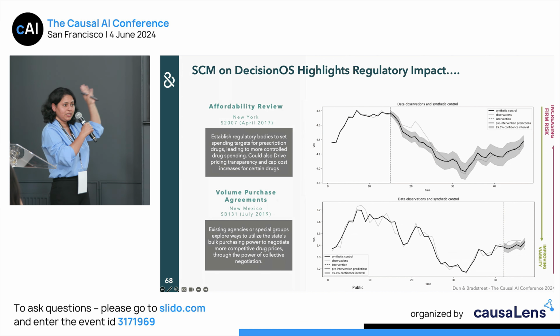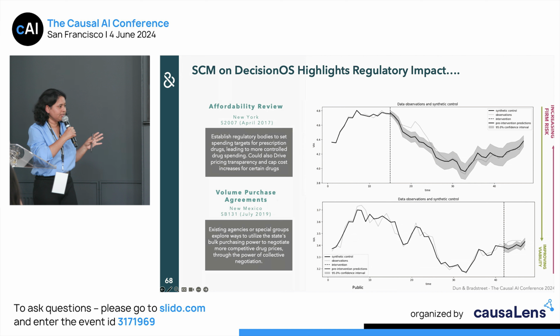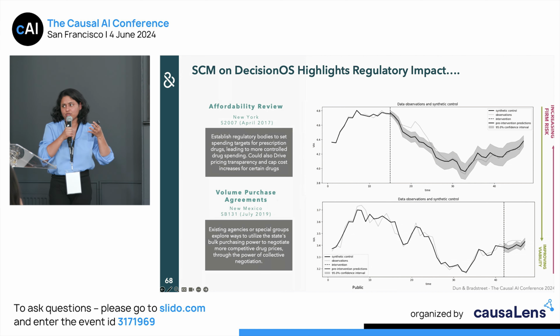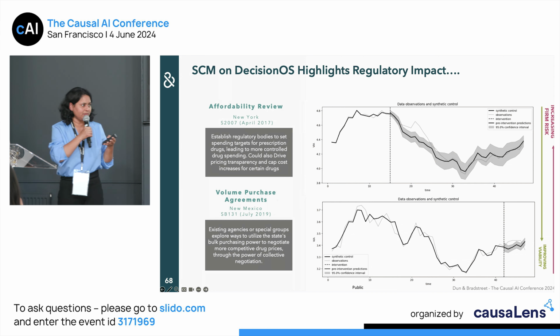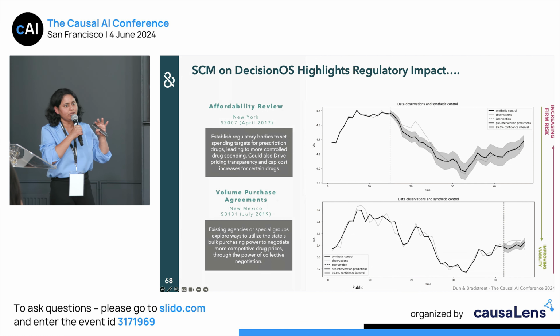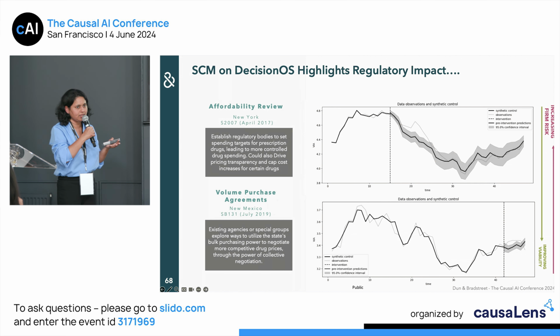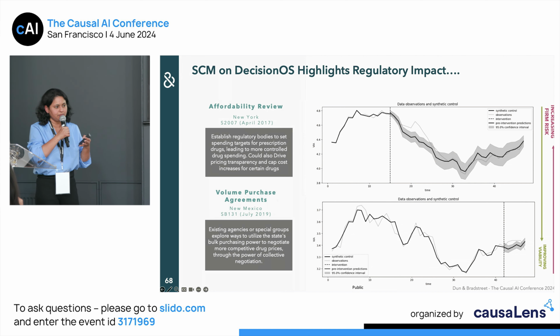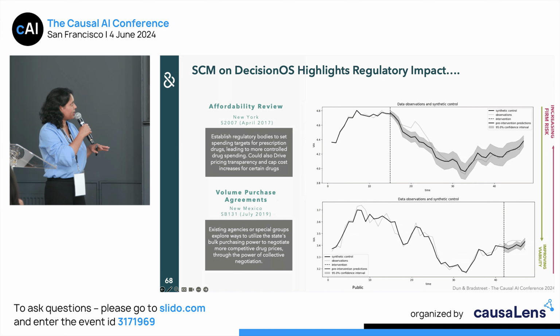So the affordability review, a little bit about it, is that they construct boards and bodies of individuals that try to cap the prescription drug spending. They are constantly in talks with med companies to reduce the prices and things like that. So these boards do all the negotiation.